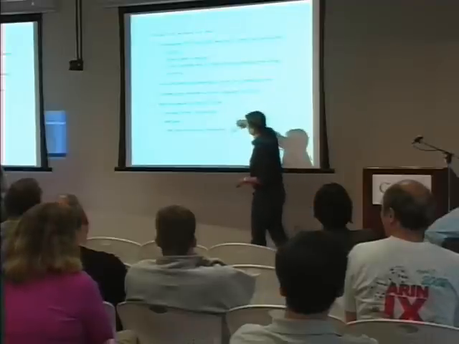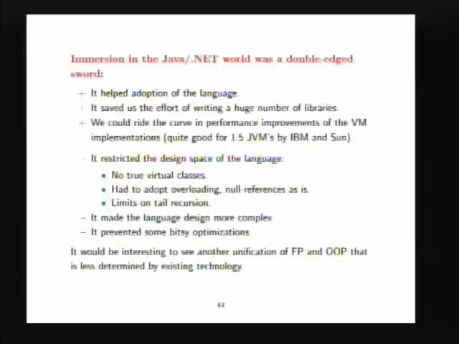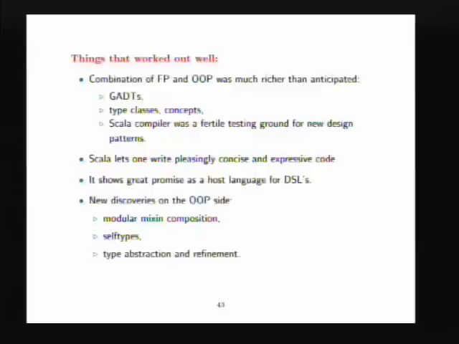And we made some discoveries, mostly on the object-oriented side, not on the functional side. We've seen some of them, in particular mixin composition, self-types, and type abstraction. That was new. Yes? There's another talk scheduled in this room at 2 o'clock. I come to the conclusion now.